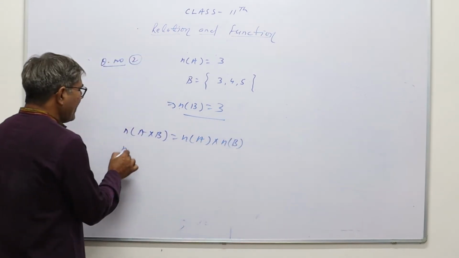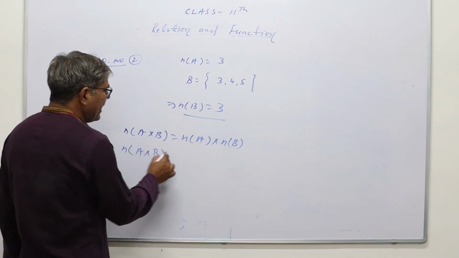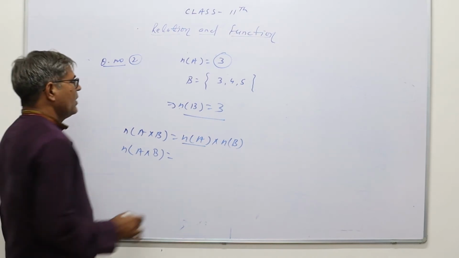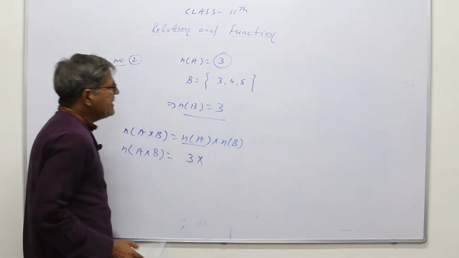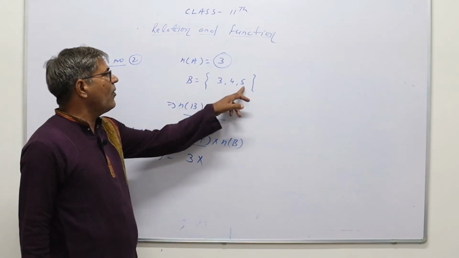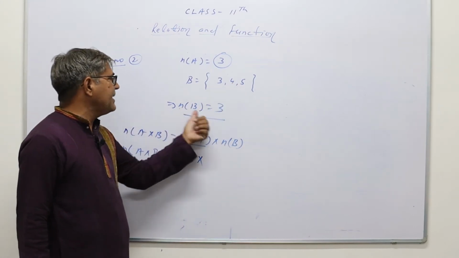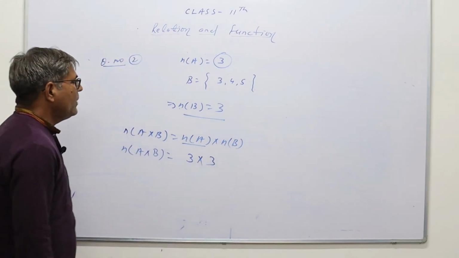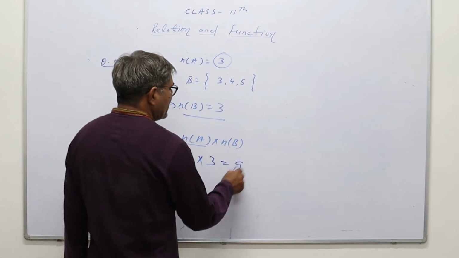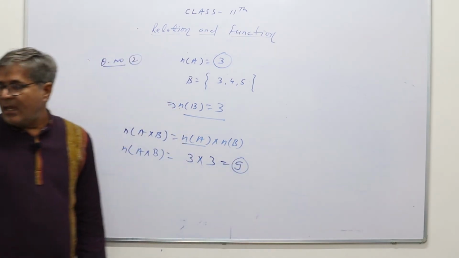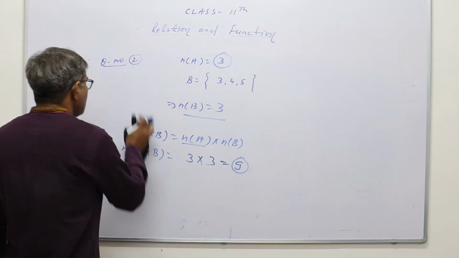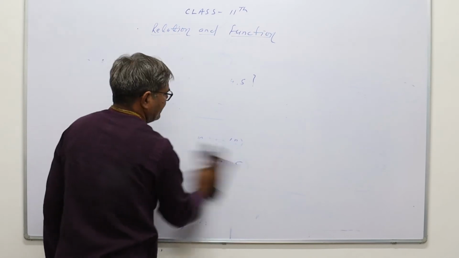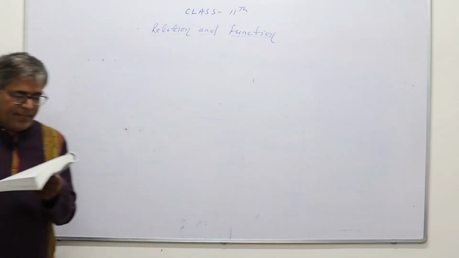So here the number of elements in A cross B will be equal to the number of elements in A. How many elements are given? 3. So n(A) is equal to 3. Similarly, set B is given having elements 3, 4, 5. So the total number of elements, that is n(B), is equal to 3. So n(A × B) is equal to n(A) into n(B). So 3 into 3, 9. So there will be a total of 9 elements in A cross B. So this was question number 2. Very easy question.